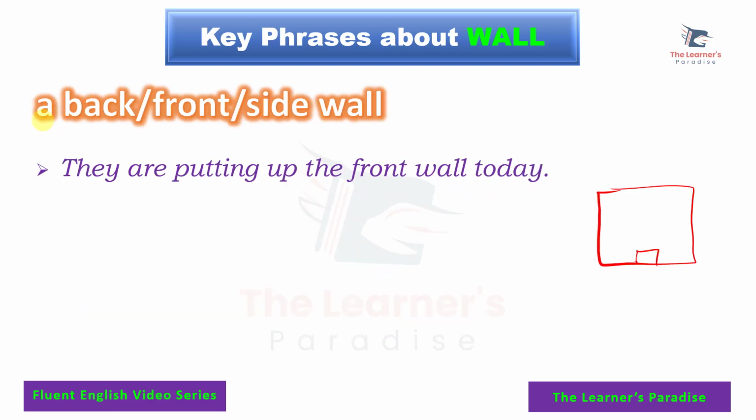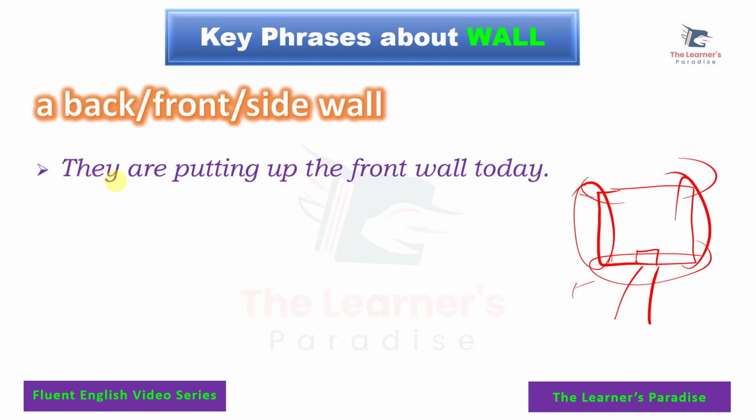Then we have a back wall or a front wall or a side wall. This is your house. For example, this is the front door of your house. And this wall I'm talking about, this is your front wall. And this is the back wall of your house. And these walls are side walls. So you can refer to walls like these, front wall or back wall or side walls.